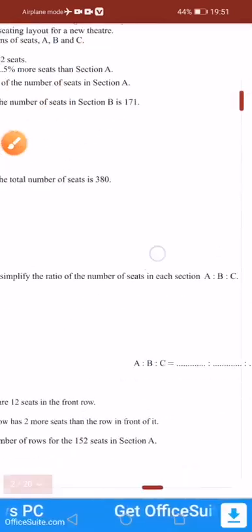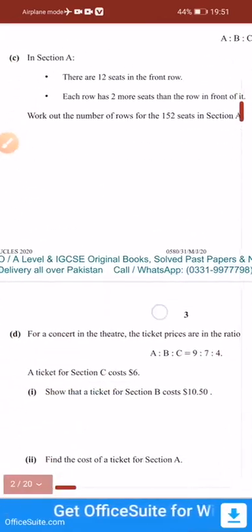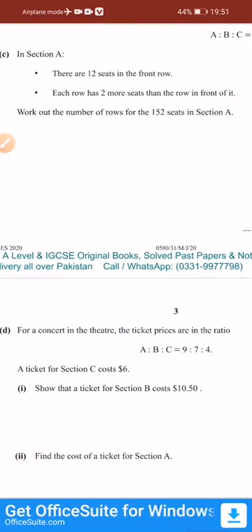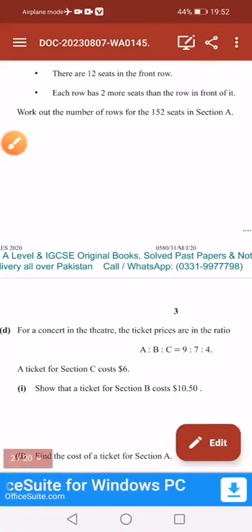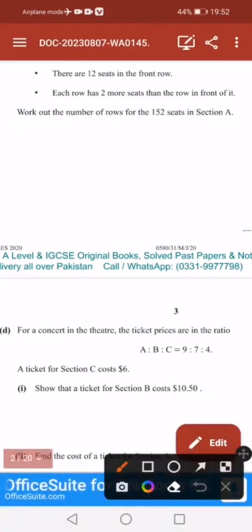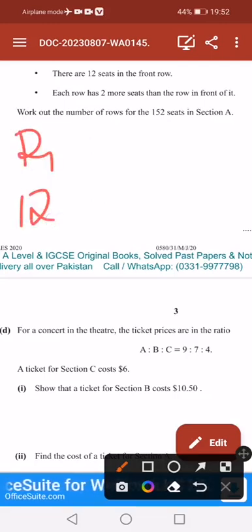That earns 2 marks. Then next question, they are saying in section A there are 12 seats in the front row. Each row has 2 more seats than the row in front of it. So each and every row is plus 2, plus 2, plus 2. So the first row, row number 1, has 12. Row number 2 has 14, because it has 2 more.